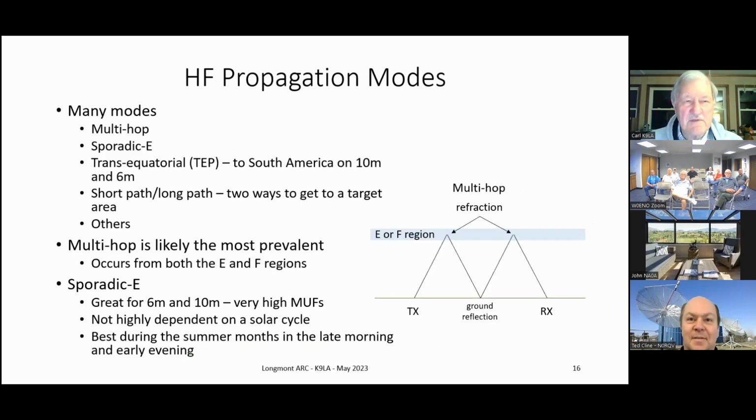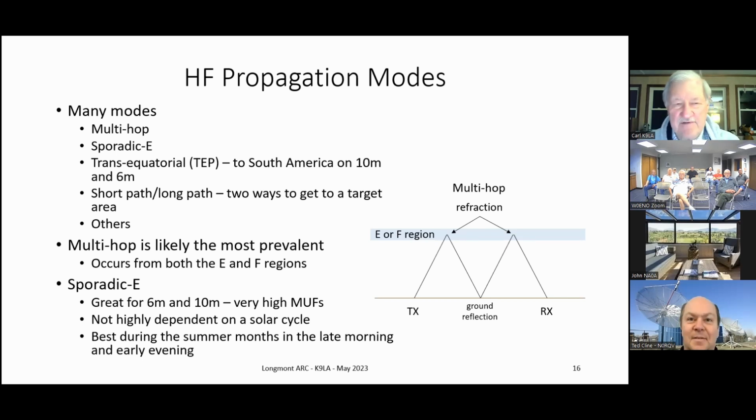So modes. There are many modes in HF propagation. There's multi-hop, which is shown on the right there. It just goes up to the ionosphere, comes back down, reflects back up to the ionosphere, comes back down. It can do that for several hops. The E region or the F region can do that. There's sporadic E propagation, transequatorial, which is to South America on 10 and 6 meters if you're in the southern states and in the Caribbean.